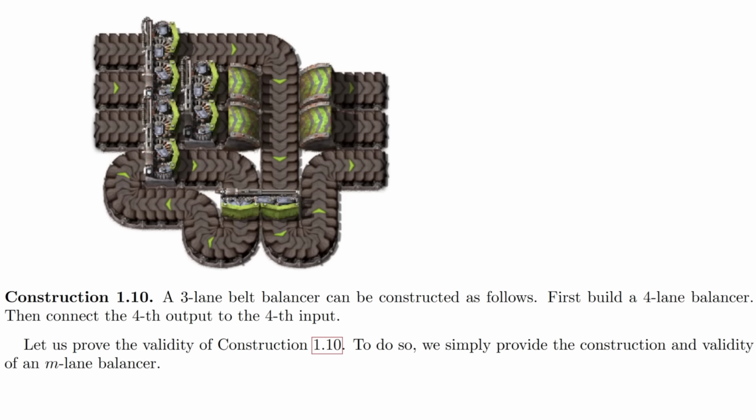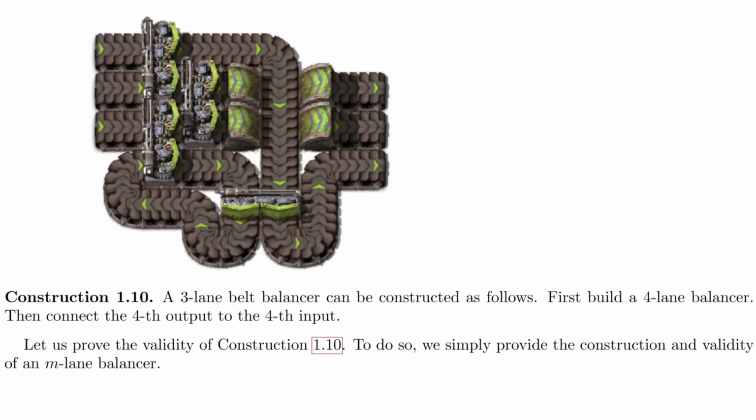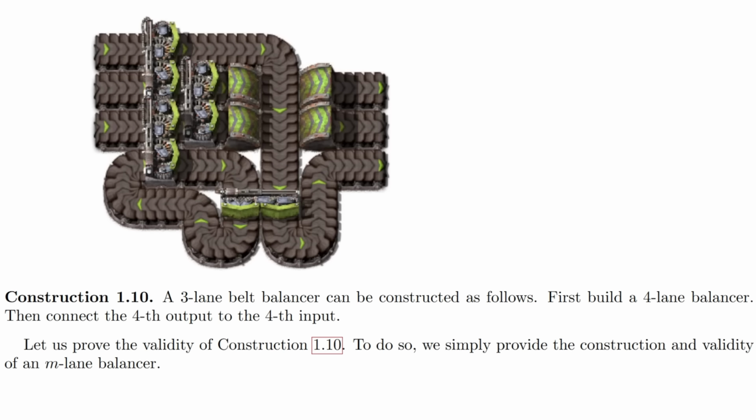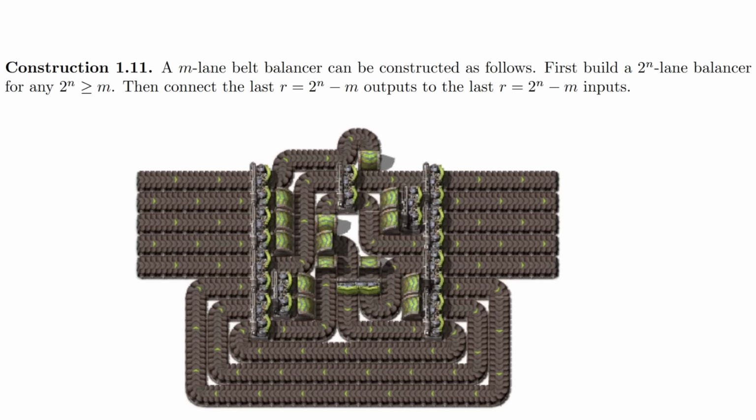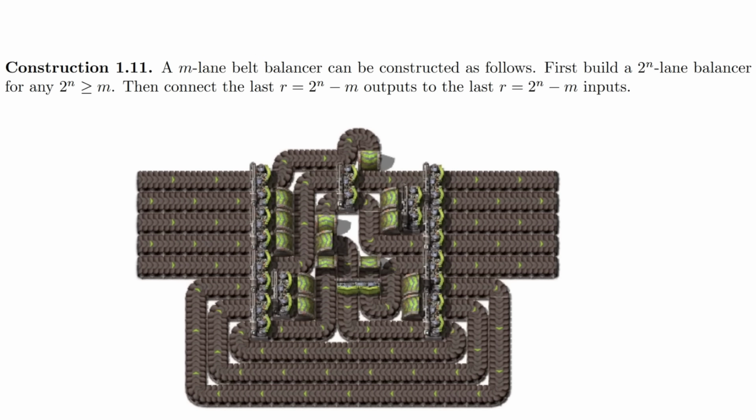Let us prove the validity of construction 1.10. To do so, we shall simply provide the construction and validity of an m-lane balancer. Construction 1.11. An m-lane belt balancer can be constructed as follows. First, build a 2 to the n lane balancer for any 2 to the n greater than or equal to m. Then connect the last r equal to 2 to the n minus m outputs to the last r inputs.